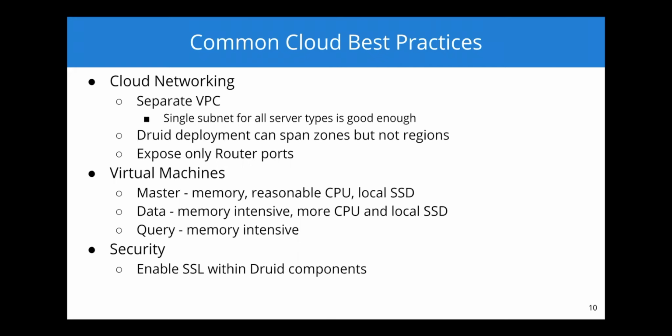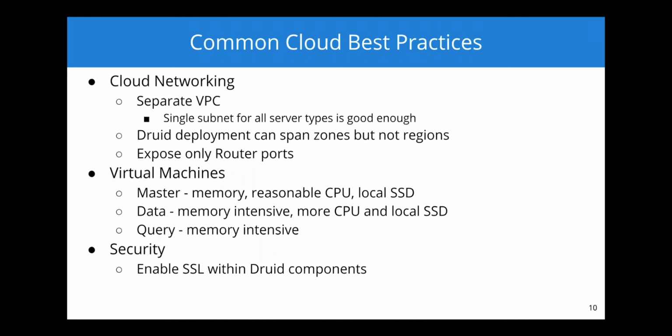Like I mentioned before, expose only the router ports. There are multiple components running inside Druid. Each of them are exposing APIs that you could use to call them. For example, you could talk to Overlord and ask for the list of tasks, but router acts as a management proxy inside Druid, and you expose the router port, and router can route the traffic to the appropriate components inside Druid.